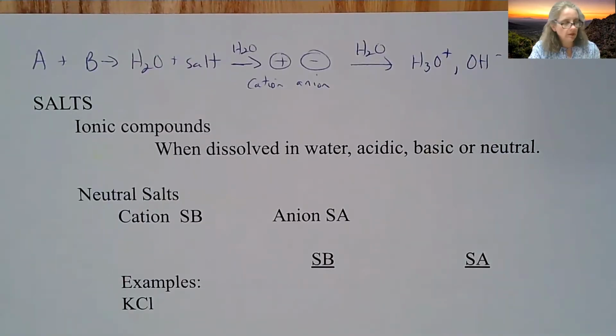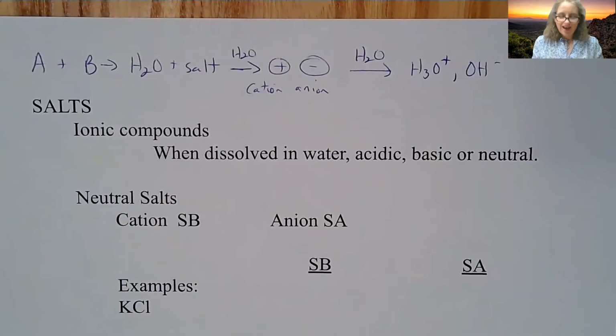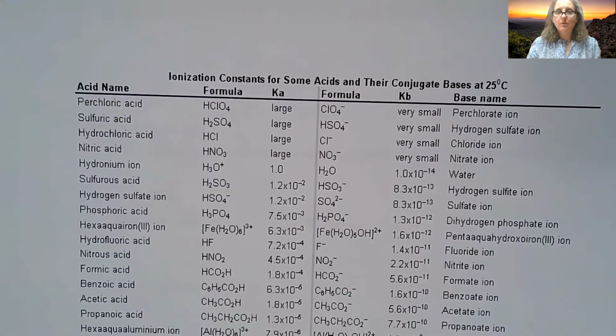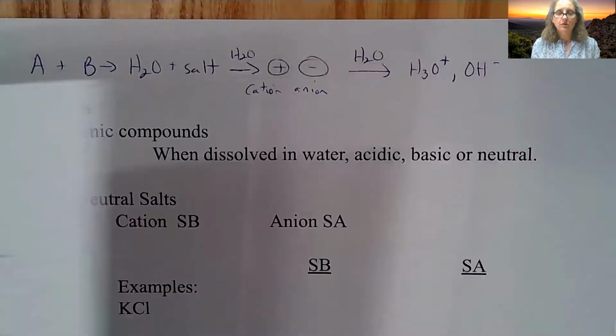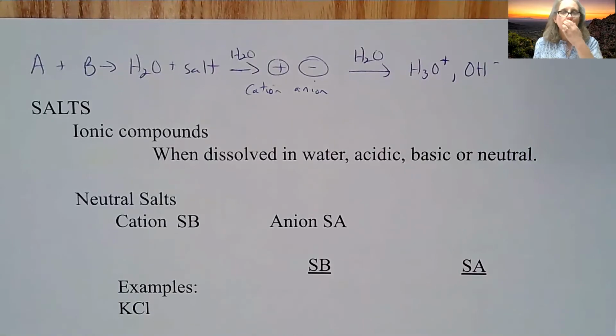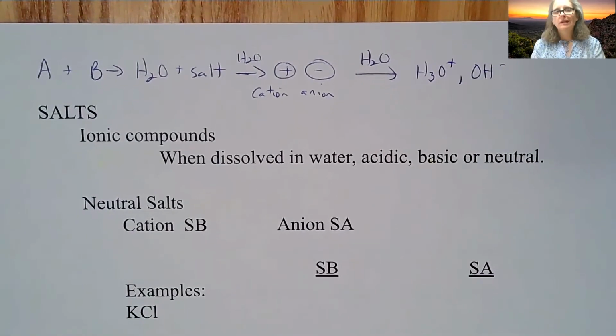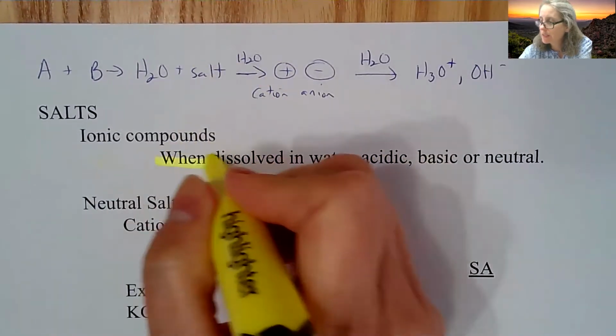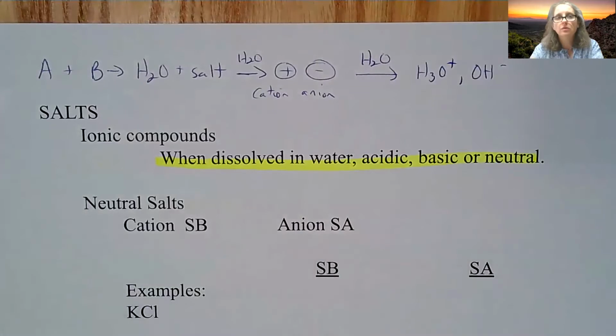So this is continuing chapter 16. For this discussion, you need to get your Ka, Kb tables out so you can kind of see where I'm going with this. This is probably the most tricky part of acid-base chemistry, at least the chapter 16 portion, and it has to do with salts. Ionic compounds, when they dissolve in water, form either acidic, basic, or neutral solutions.